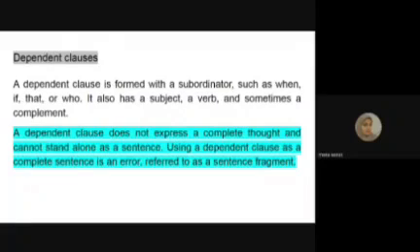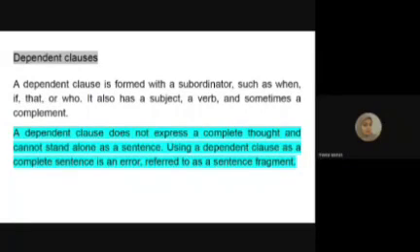So a dependent clause is formed with a subordinator. So there is a clear sign how to identify the dependent clauses. When you find a subordinator, that means it is a dependent clause. Okay, when there is a subordinator, that means it is a dependent clause. So a dependent clause is formed with the subordinator, such as when, if, that, or who. It also has a subject, a verb, and sometimes a complement.